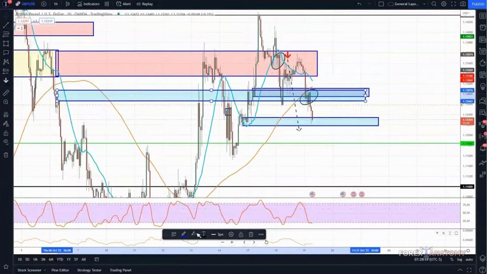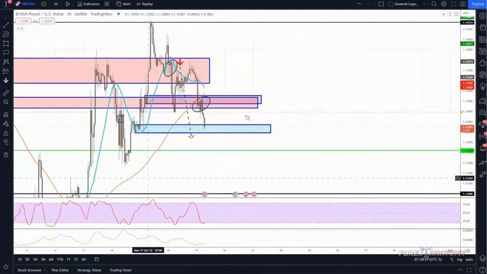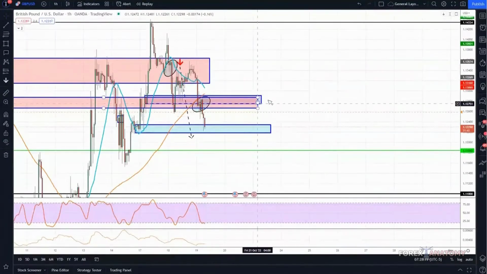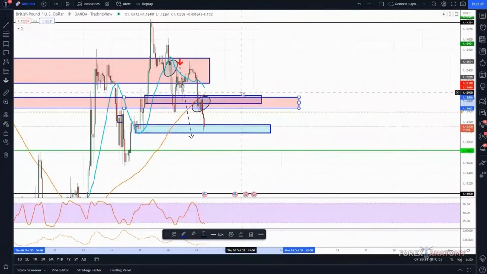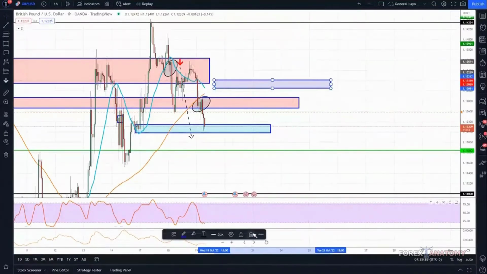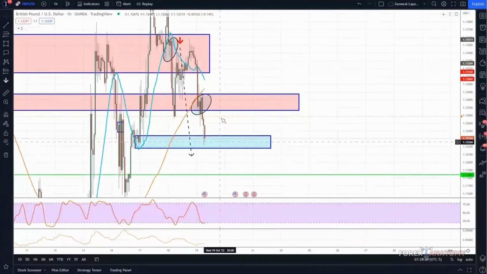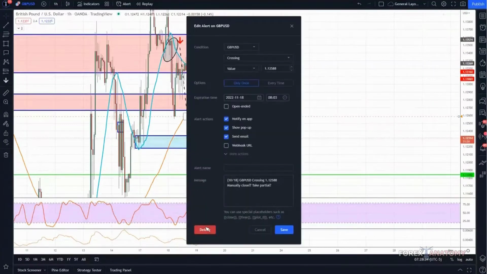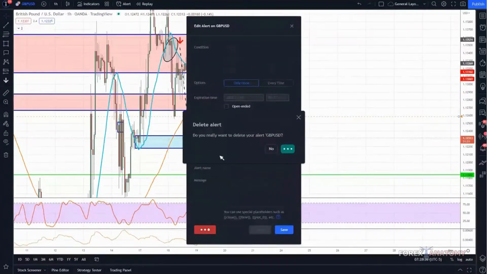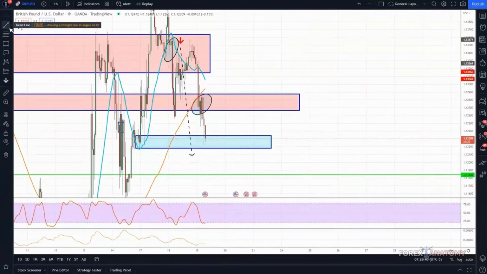And let me make this red. All right. So yeah, this is where I think price will go next. Let me delete this. I think it's going to go up and retest this zone up here. And let me delete this because we don't really need this anymore. It's going to retest this area.